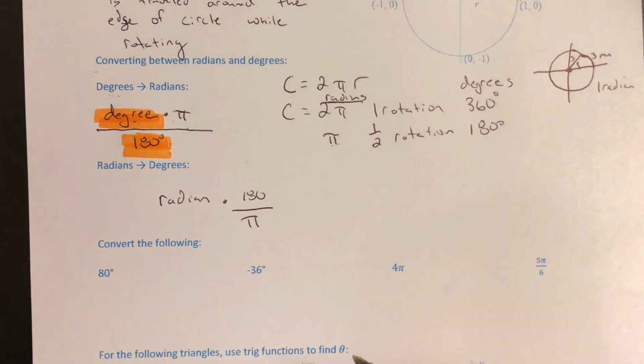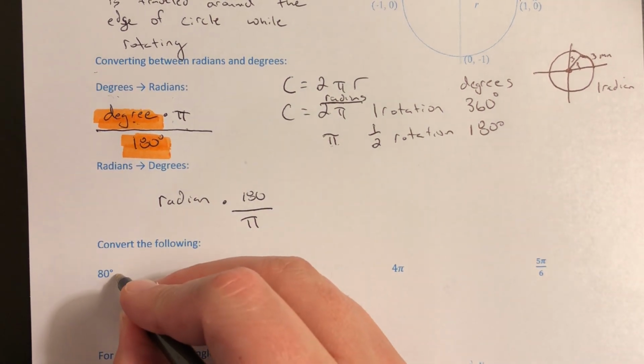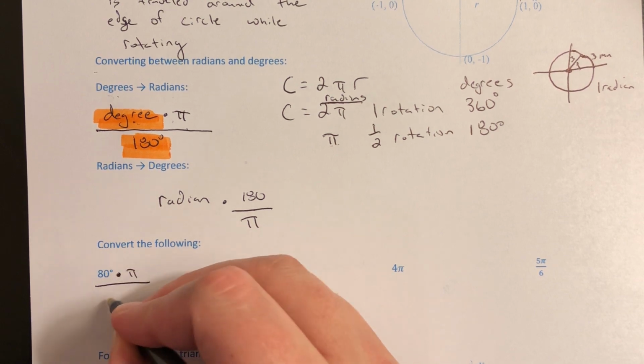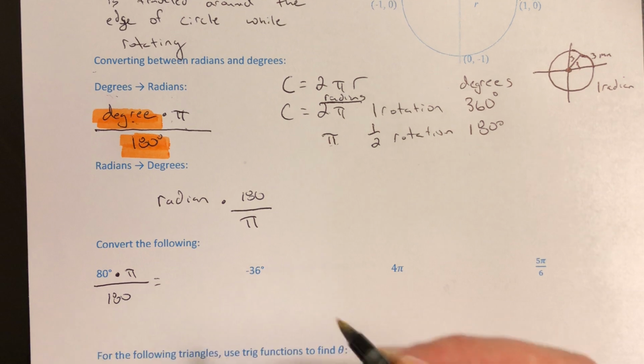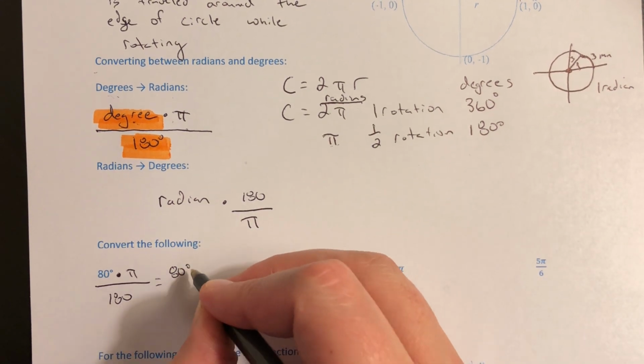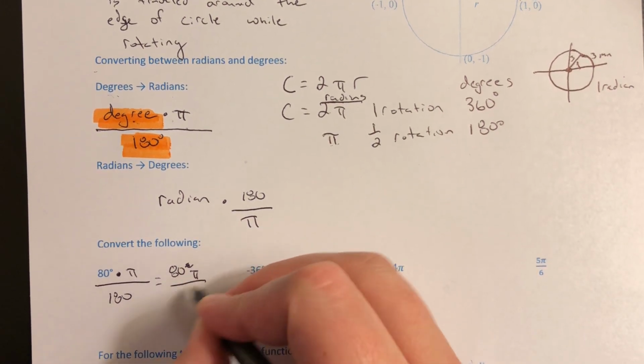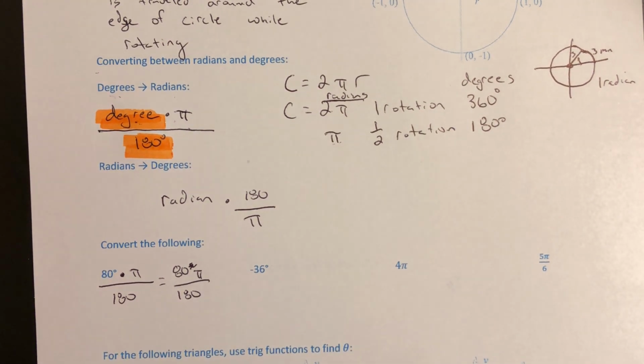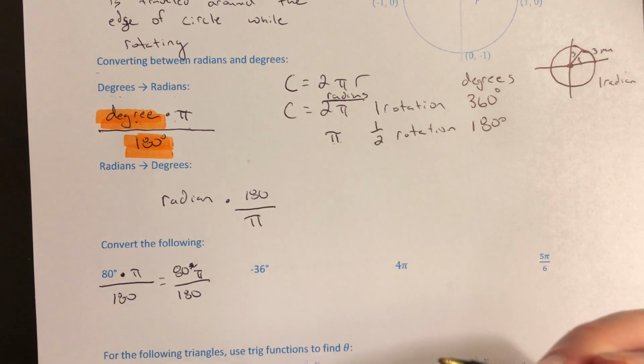I'll do the 80 degrees here. So we're going to multiply by pi and divide it by 180. So what we end up with is 80 degrees pi over 180. Now, a lot of us are better at simplifying fractions, but the expectation is that we do write radians in a simplified fraction. So we have to simplify 80 over 180.